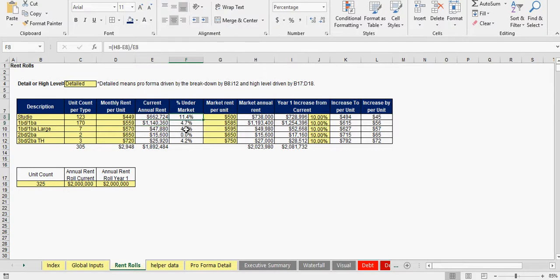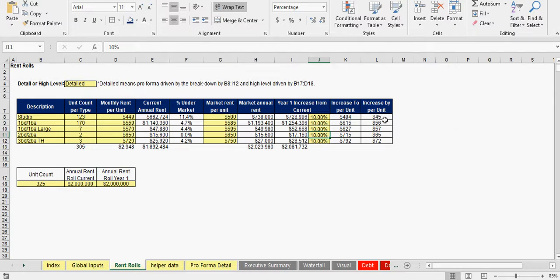You can do a percent under market based on the market value of each unit. Then from that, you can figure out what the actual market annual rent should be. And then right beside that, you can determine what you want your year one increase to be from current, which could be based on renovations or what have you. You can define that right here for each unit type. And then you can see what you're increasing each unit to, and what the increase amount is.